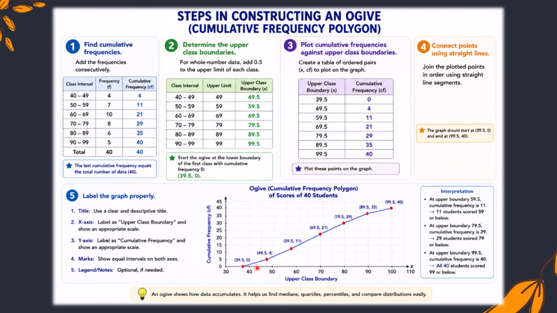Our x-axis could be the values of the upper class boundaries, while the y-axis could be the cumulative frequency. So we need to label the graph. This is the cumulative frequency, while here are the upper class boundaries. So what could be the interpretation? How do we make an interpretation? At the upper boundary of 59.5, the cumulative frequency is 11. So these 11 students scored 59 or below. Let us try the next PowerPoint.